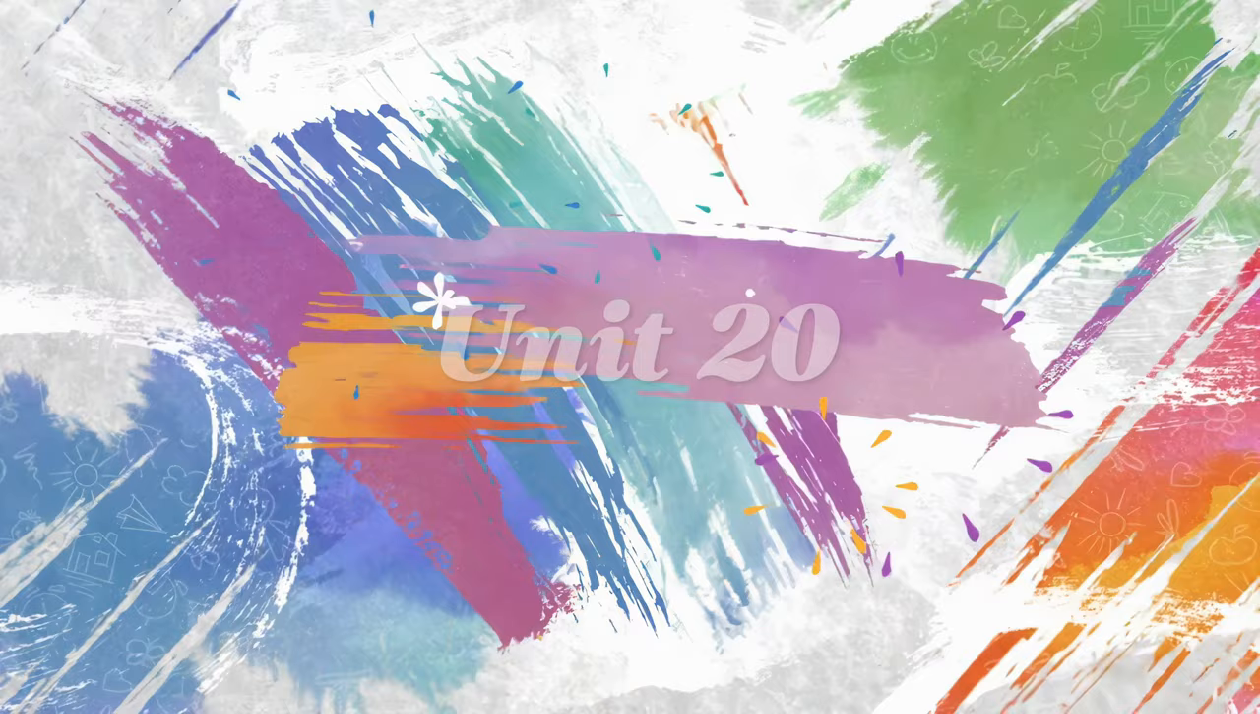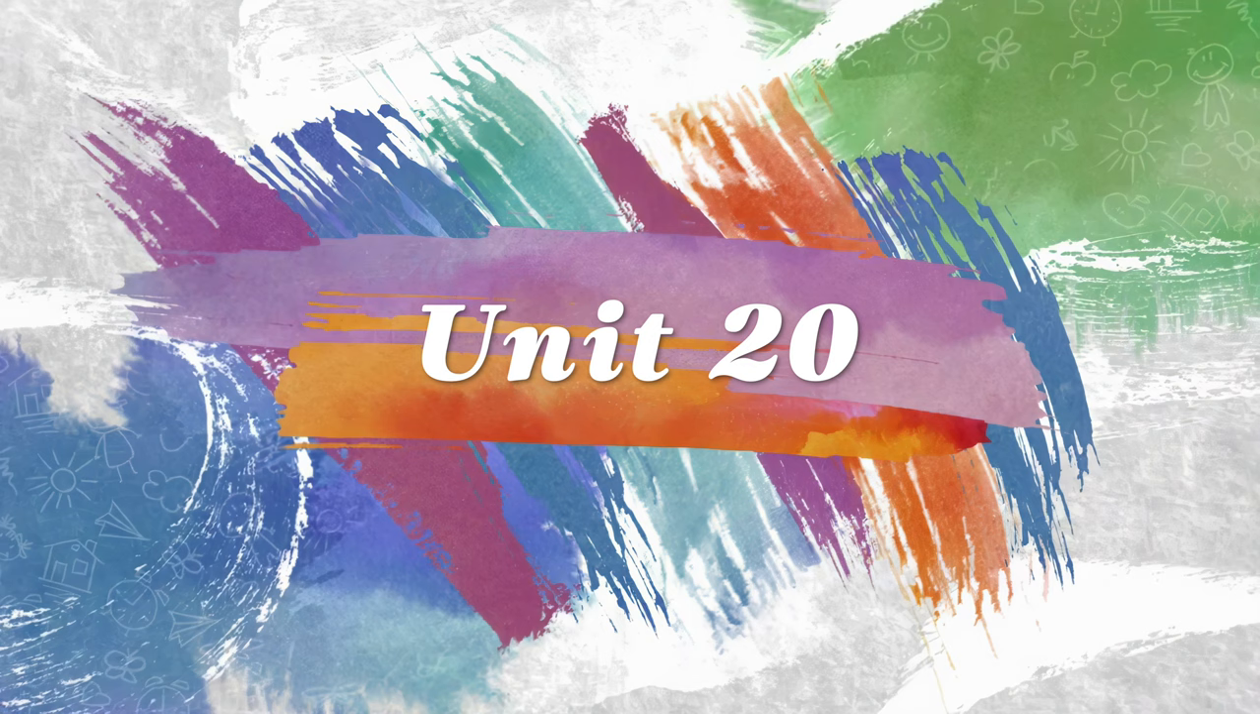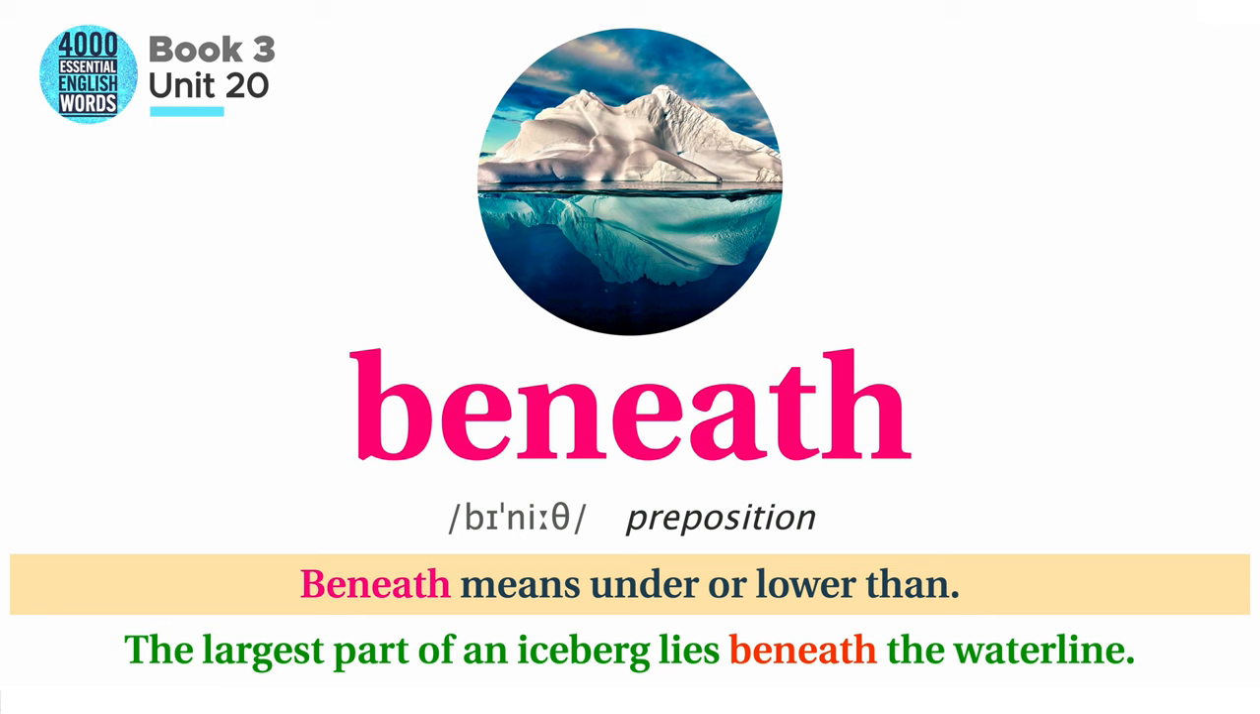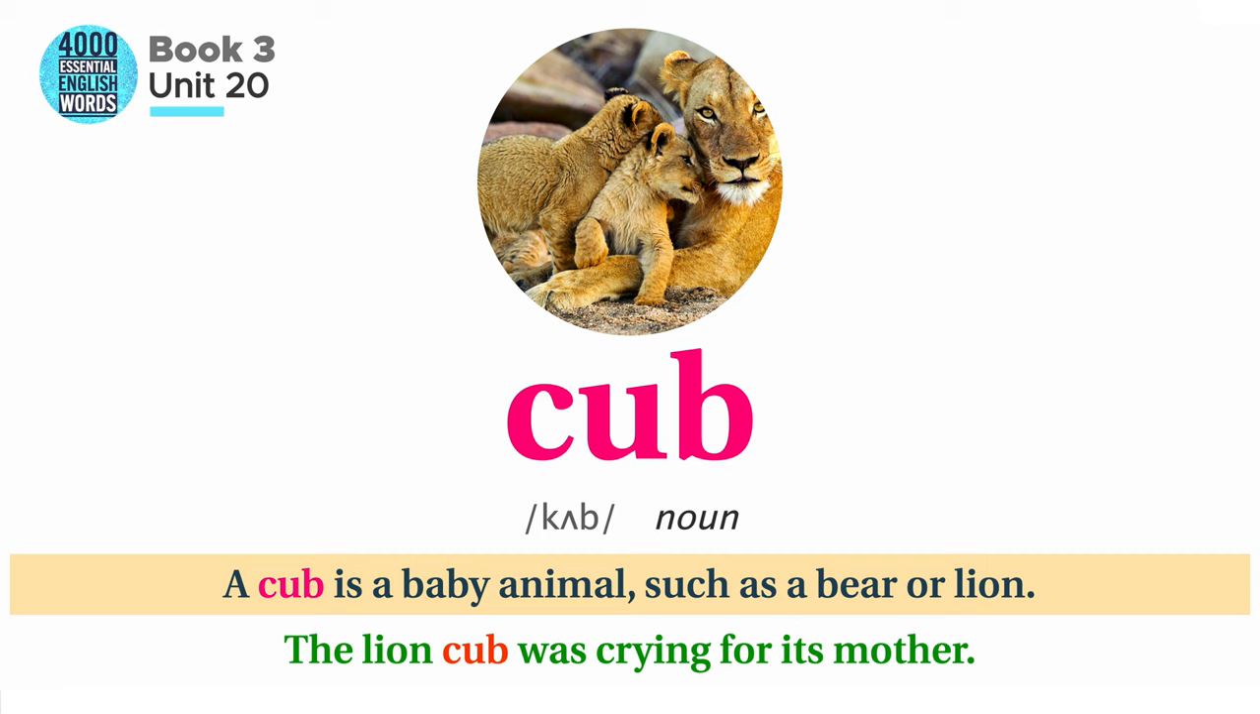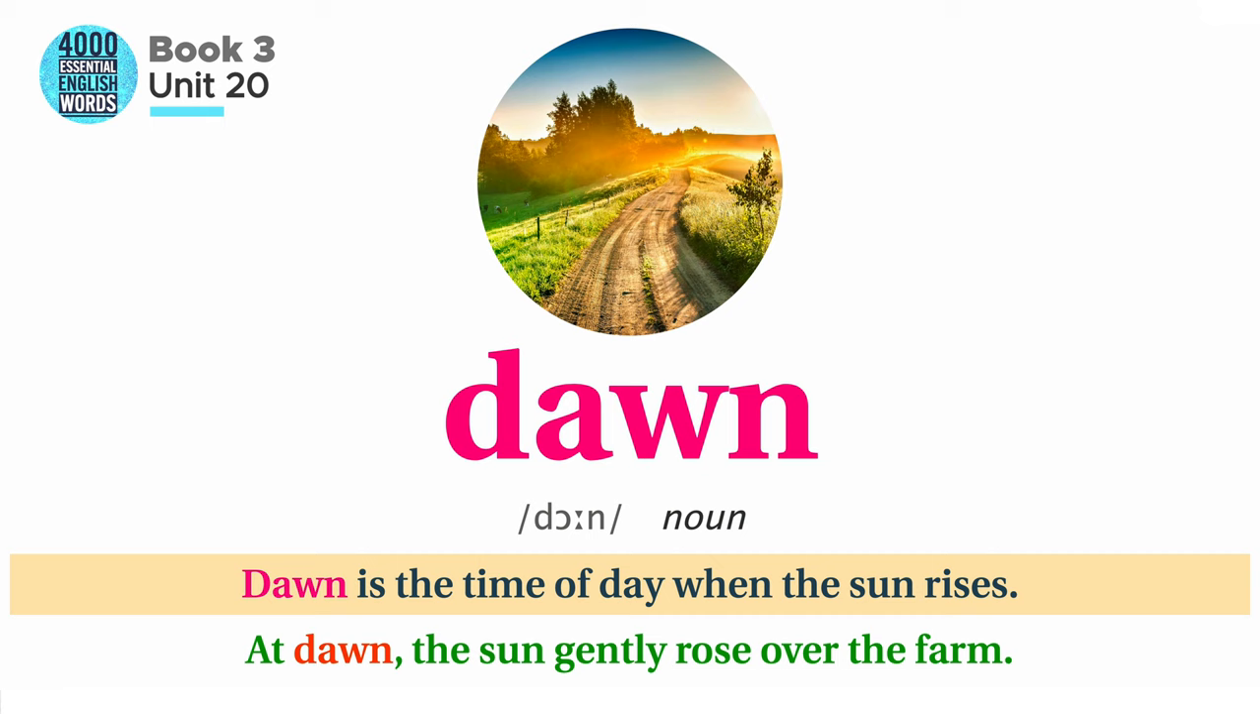Unit 20. Word List. Beneath. Beneath means under or lower than. The largest part of an iceberg lies beneath the waterline. Cub. A cub is a baby animal, such as a bear or lion. The lion cub was crying for its mother. Dawn. Dawn is the time of day when the sun rises. At dawn, the sun gently rose over the farm.